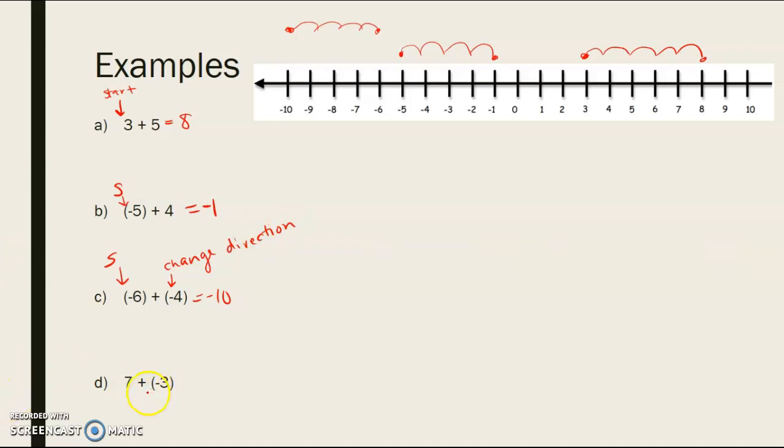All right, so on our last one here, I'm going to start at 7. I see the plus, so that tells me I should start going to the right. But then again, my next symbol is that negative. So that tells me I'm going to change direction, and I'm going to move to the left 3. And so then my answer is that 7 plus a negative 3 equals 4.